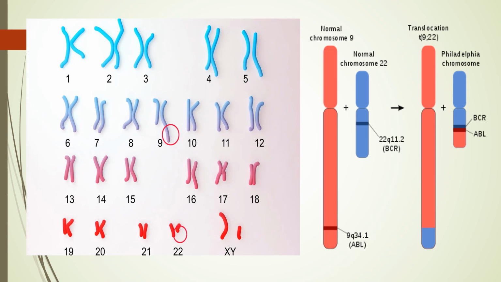On the right side is the balanced translocation between chromosome 9 and 22, and the abnormal chromosome is chromosome number 22, which is also called the Philadelphia chromosome. The new fusion gene produced due to the balanced translocation is called BCR-ABL.